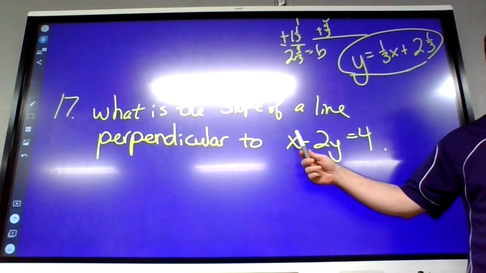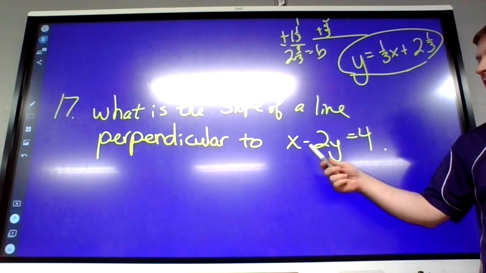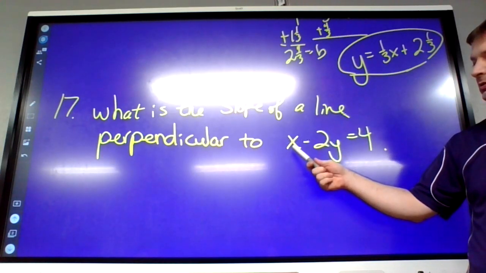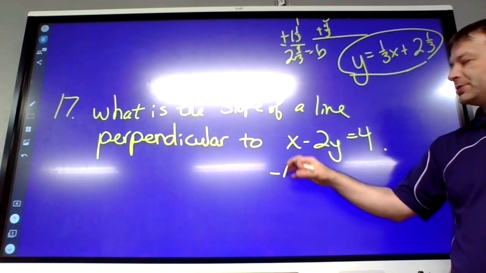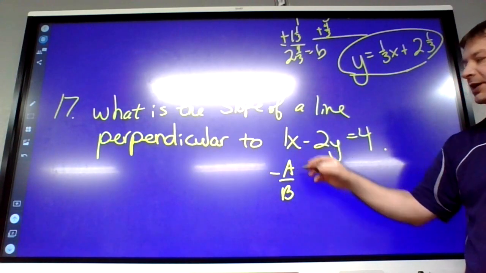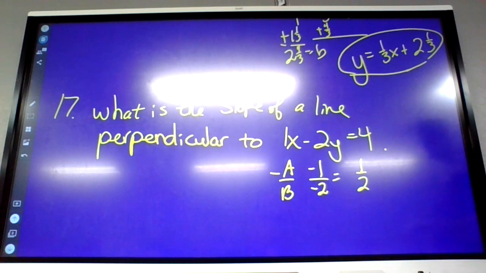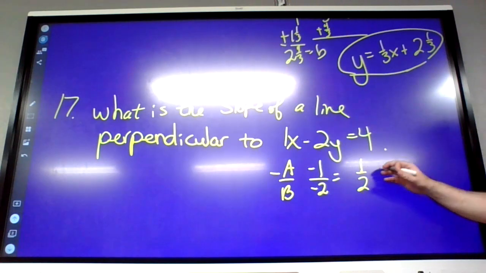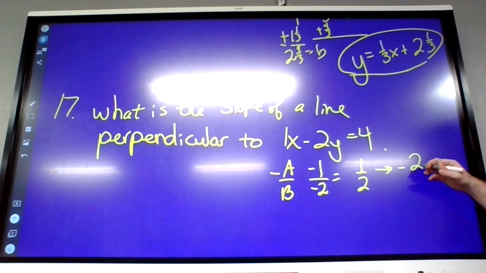Do you remember what we know about perpendicular slopes? Opposite reciprocals, negative reciprocals. What is the slope of this line? You can solve for y again, or just for time's sake, use negative a over b: negative 1 over negative 2. So it is a positive 1/2 slope. If this line has a 1/2 slope, our line is going to be negative 2 over 1, or negative 2.